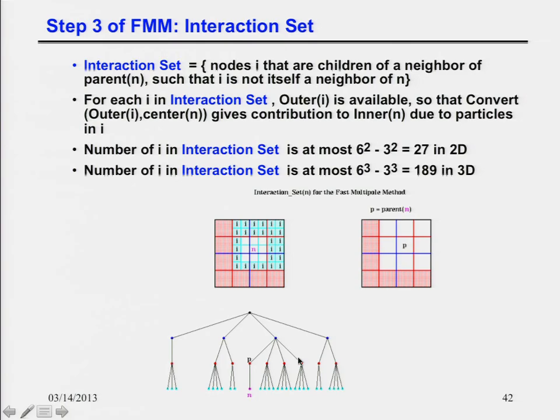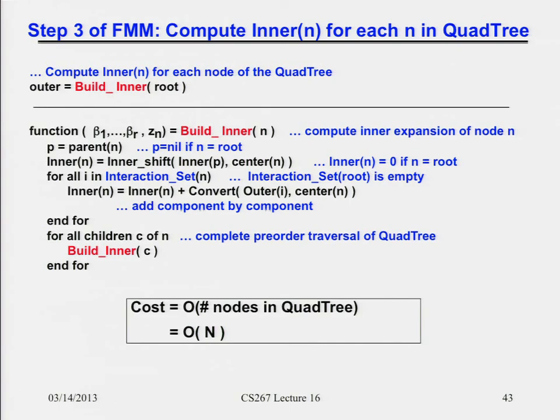Okay, so finally, all of that English fits in one half slide of code. So here is all of the code that's needed sequentially to build the interactions, build the expansions. So I will call it on the root and say, please build me an expansion that tells me everything inside the root due to everybody outside. There's nobody outside the root, but the base of the induction starts there. And it's going to return all the coefficients of my polynomial in the center, which is the center of the root node.